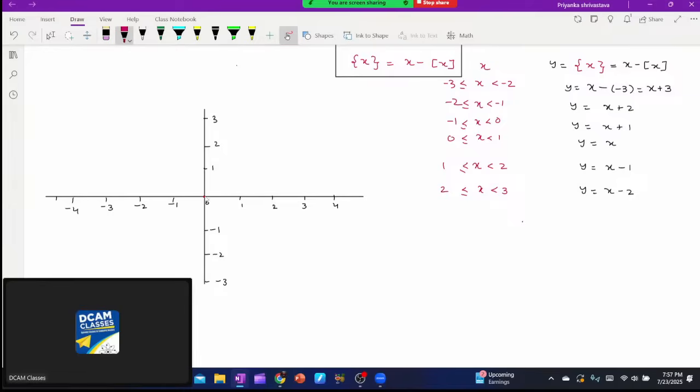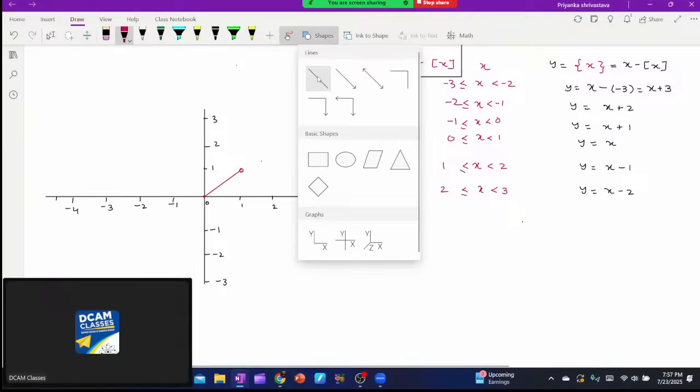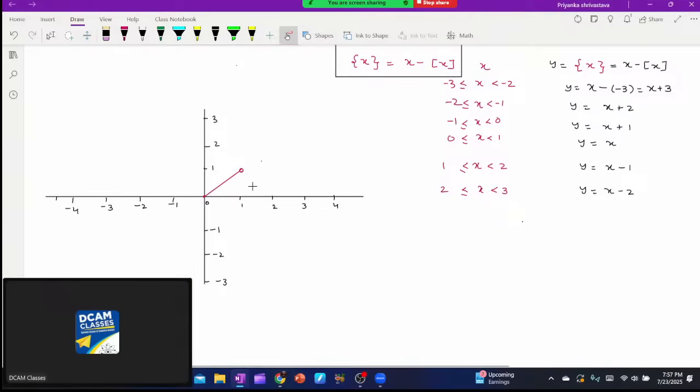If you move from 0 to 1, 0 is included, 1 is not included. So your line will go like this. I drew it in Desmos for better visualization. Again, from 1 to 2, the graph will be the same like this. Why? Because for 1 to 2, y is equal to x minus 1. If you plot the graph, x minus y is equal to 1.